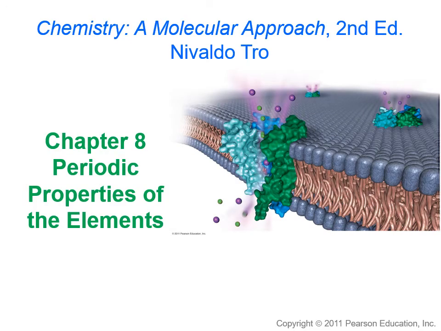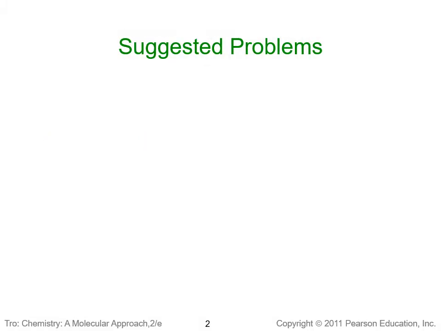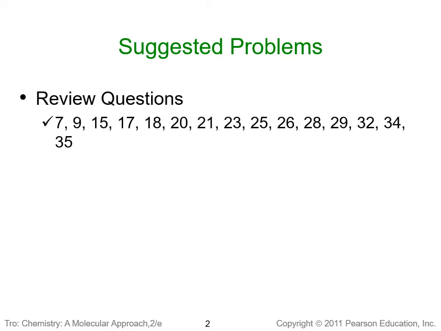Chapter 8 will look at the fourth quantum number and also look at trends that the periodic table can help us to predict just based on the position of the different elements. As always, there are some suggested problems at the end of the chapter that you can use to check your understanding.